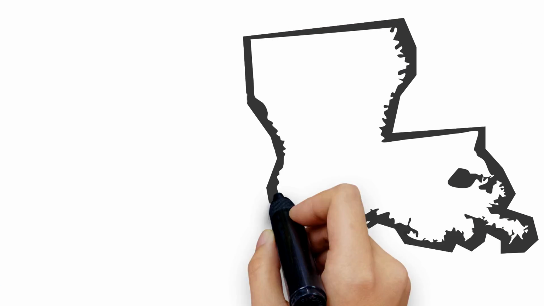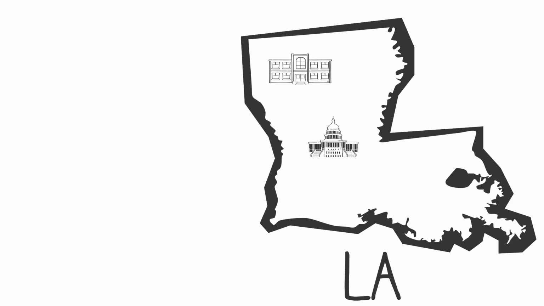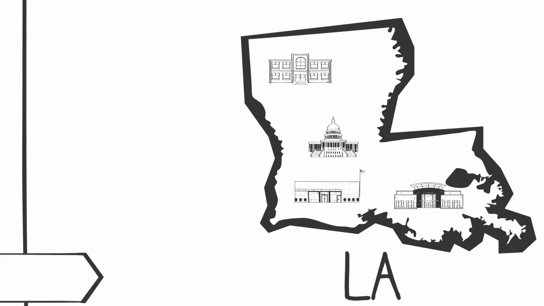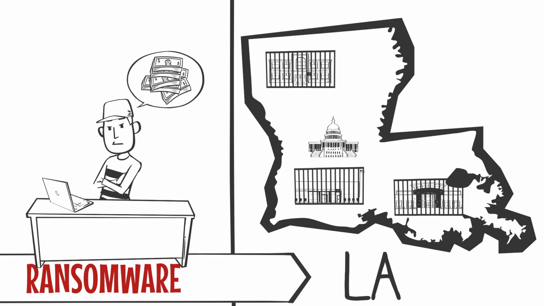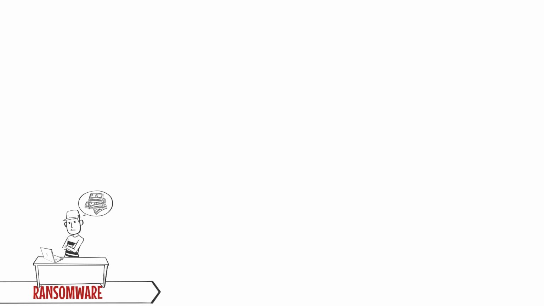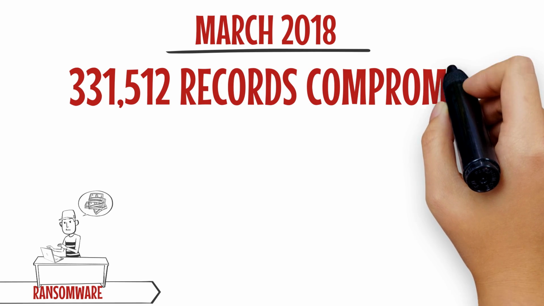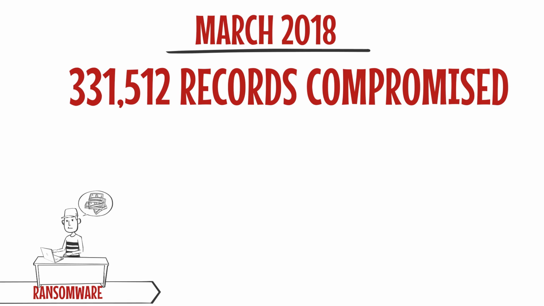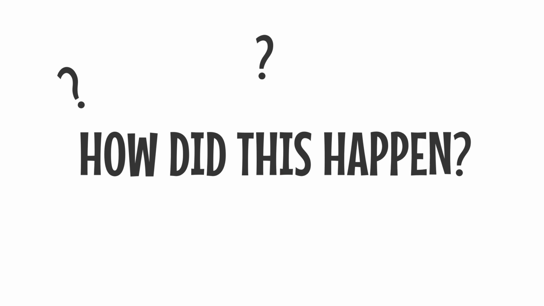In July 2019, Louisiana Governor John Bel Edwards declared a state of emergency after 3 public schools were seized by ransomware. Unfortunately, these attacks are becoming more and more common. By March of 2018, 331,512 records have already been reported as compromised. This includes 9 universities, 4 school districts, and 1 state agency. So how did this happen?